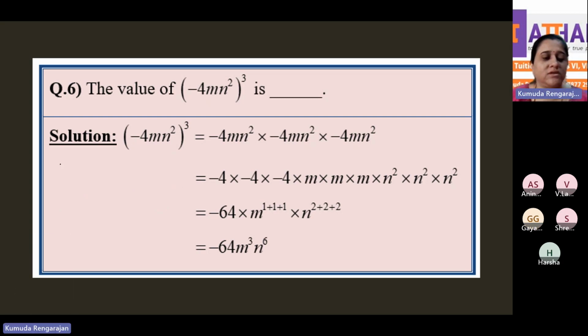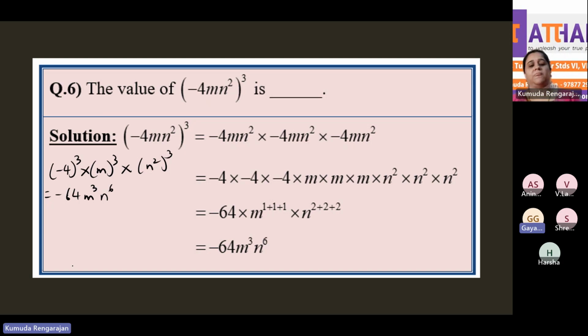So you can write it as (-4) the whole cubed into m the whole cubed into n squared the whole cubed. So this is -64 m cubed. And when you have many powers, multiply the powers. So 2 3s are 6. You can go with this one, all of you. This is very elaborate, just so that all of us understand.